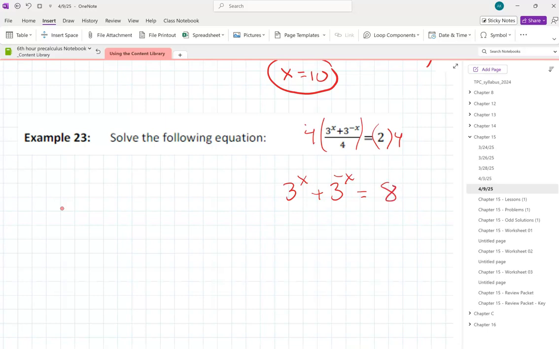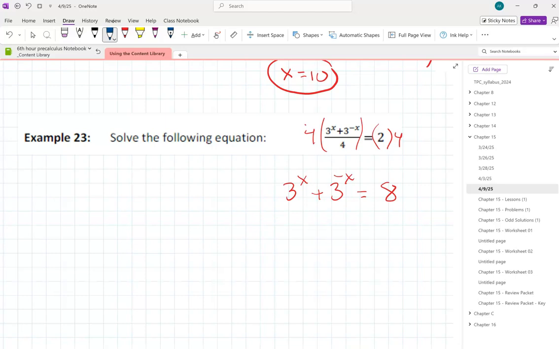So far, so good. Now what I want to do is get rid of the negative exponent, right? I have that 3 to the negative x. I don't like that negative exponent in there. What can I multiply by both sides of this equation to get rid of that negative exponent?